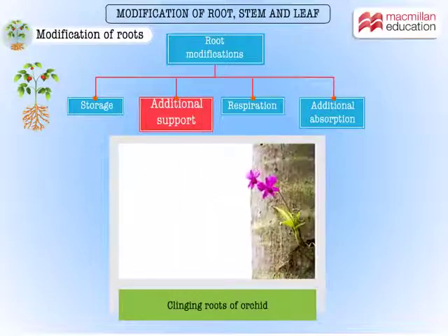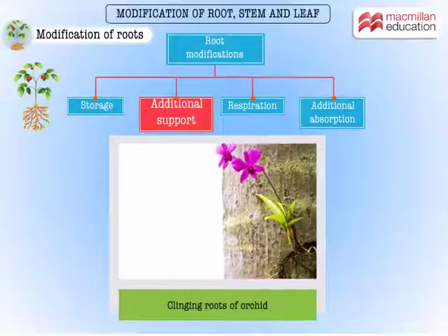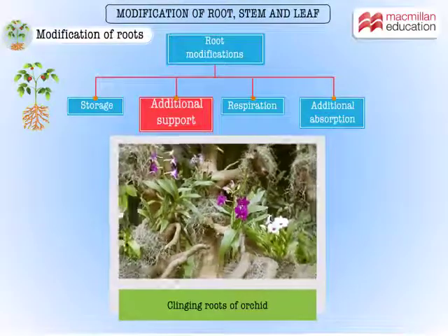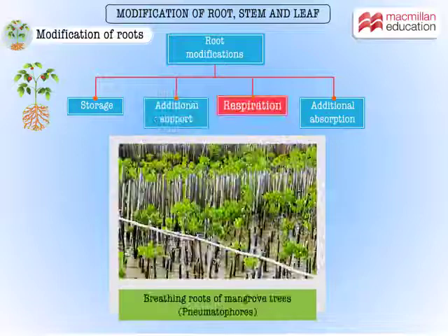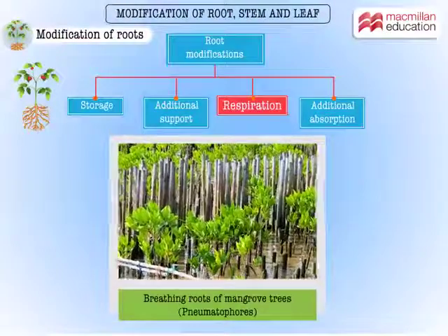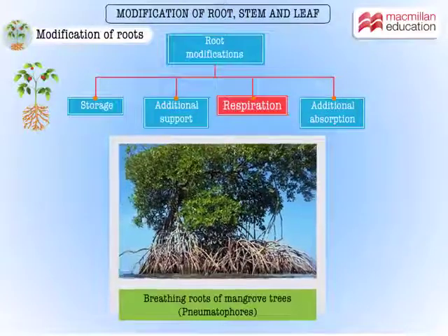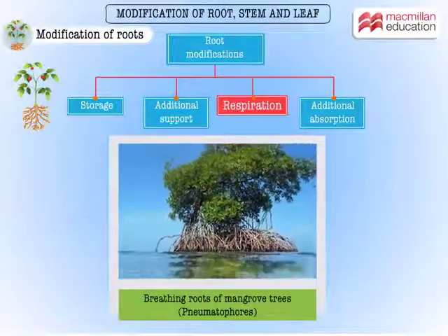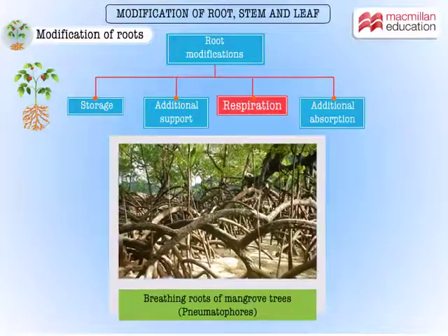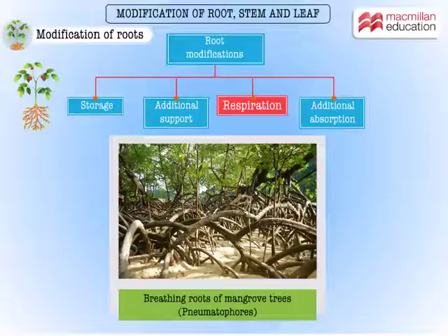Roots of orchids have amazing function. Their clinging roots provide additional support. Some orchids have aerial roots that are photosynthetic too. The conical spikes that you see protruding out around these trees are the modified roots. These roots are found in marshy places where they cannot get enough oxygen from the soil. So these roots grow upward and help the tree to respire. These roots are called pneumatophores or breathing roots.